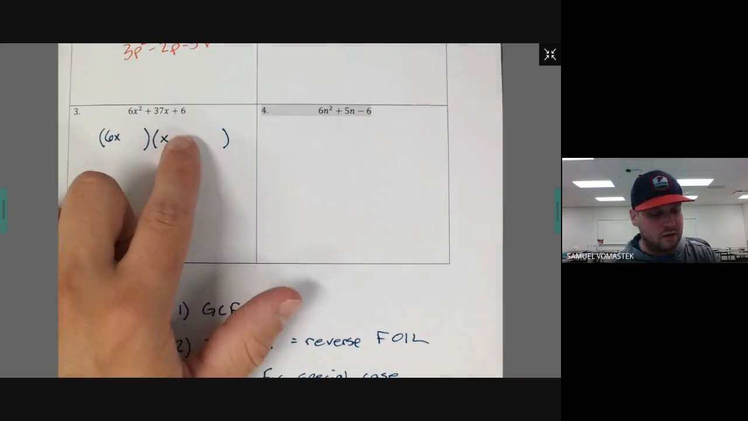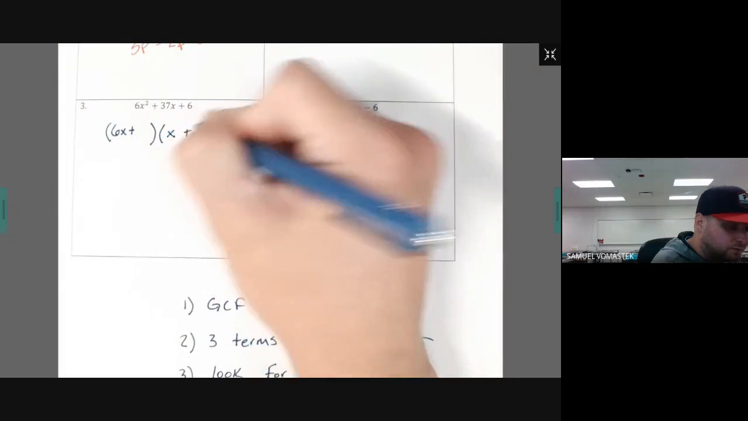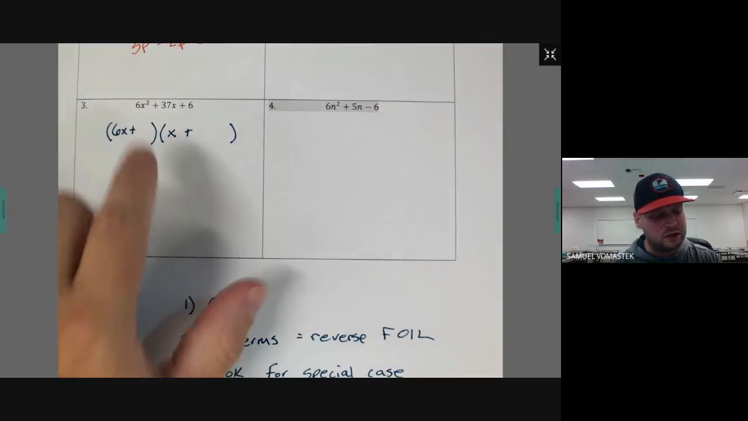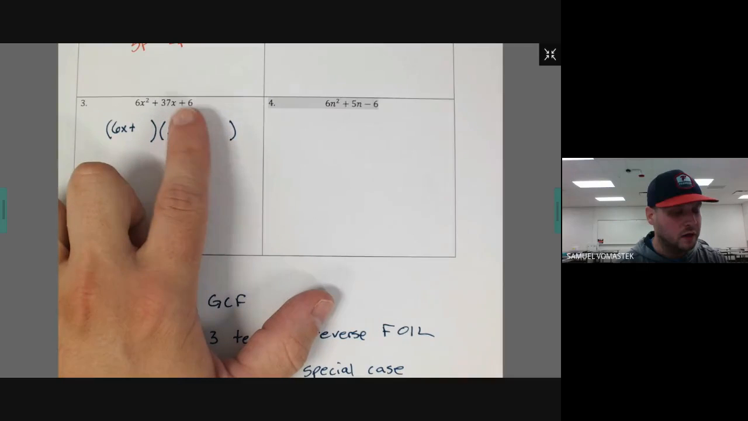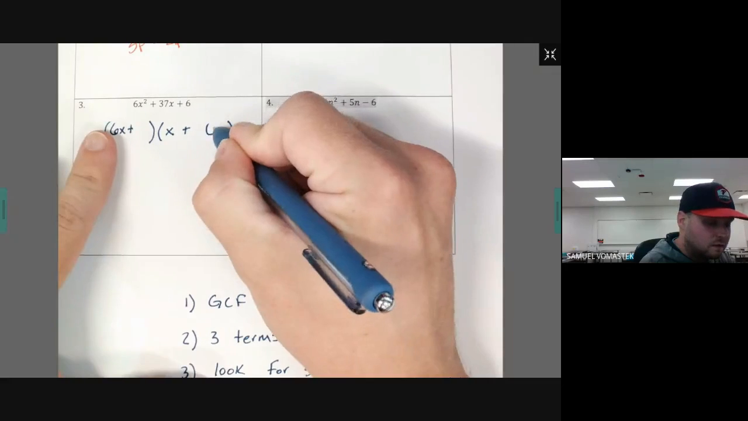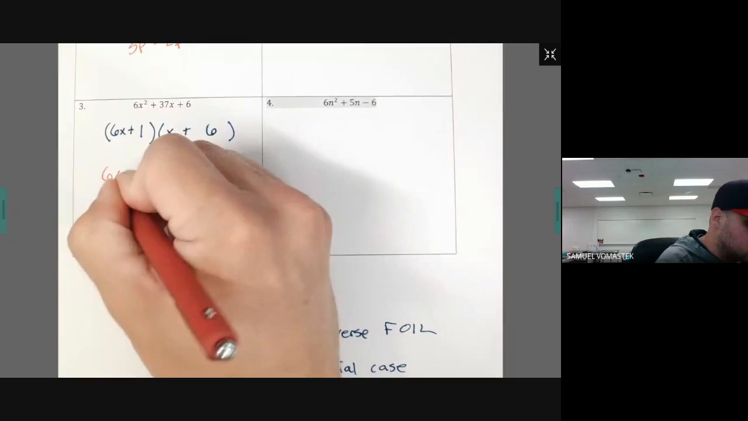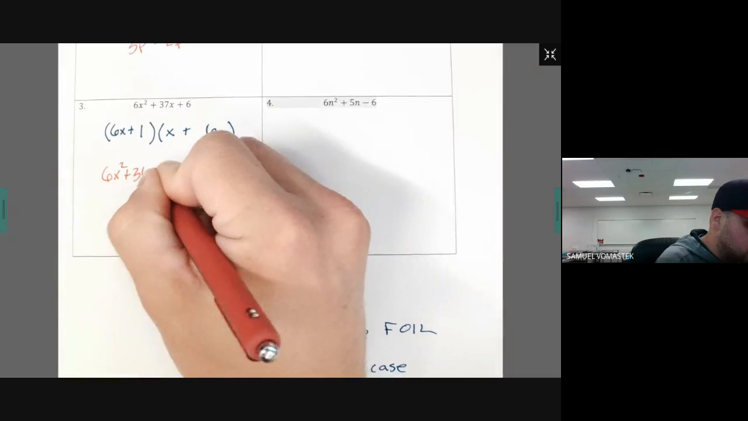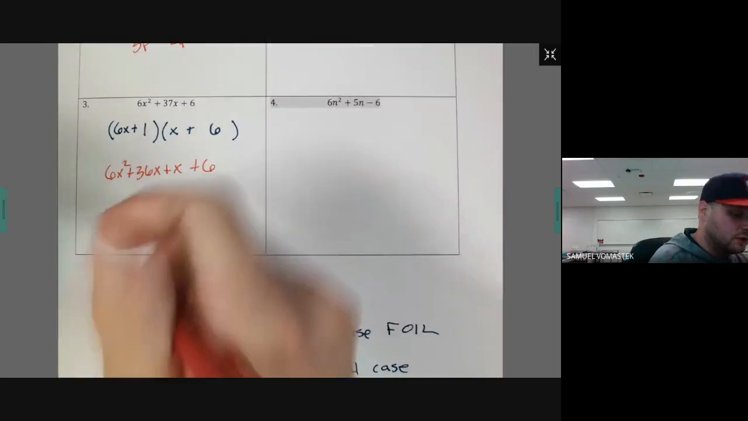I look at my signs. I have a positive on the end. I have a positive in the middle. So both my factors are going to be positive. And then when I look at this, my middle term has to get to 37. So that's a pretty big number. Okay? So instead of doing 3 and 2 or whatever it may be for my factors of 6, I know I want to multiply that 6x by a 6. Okay? From here, go ahead and check your work by FOILing. You get 6x squared plus 36x plus x plus 6. It all worked out. We're good to go.